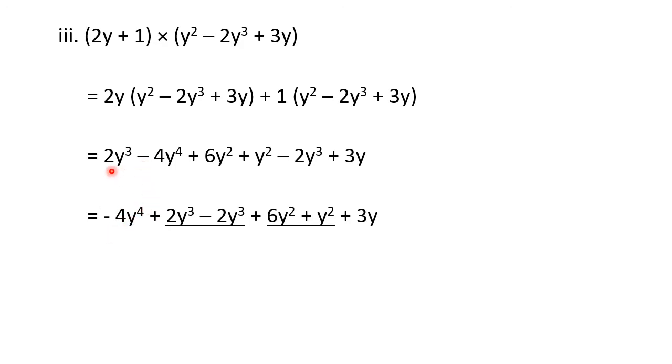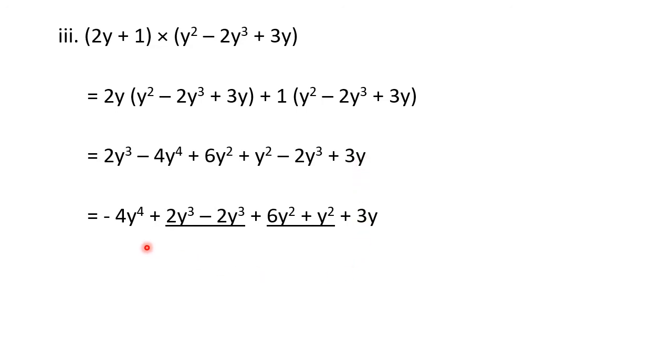Then afterwards the terms with y³. We have two terms here: plus 2y³ and minus 2y³. So write them. Then the terms with y². Here also we have two terms, so write them together: 6y² plus y², and finally plus 3y.